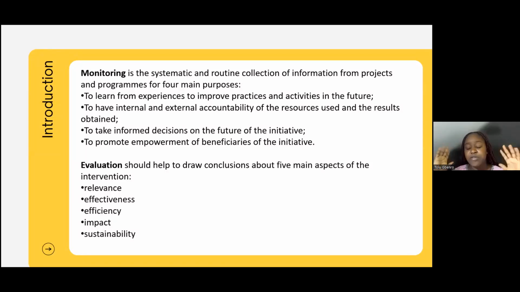Data is the lifeblood of any innovation. Data is the lifeblood of this sector. So you can't be in this sector and be afraid of numbers. I will still get into that eventually, right? And of course, to promote empowerment for beneficiaries of your initiative. Like I said, in fact, it's very simple.